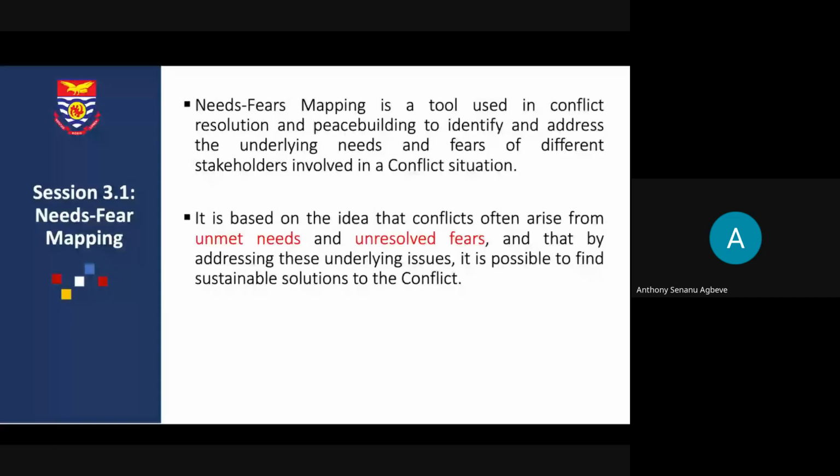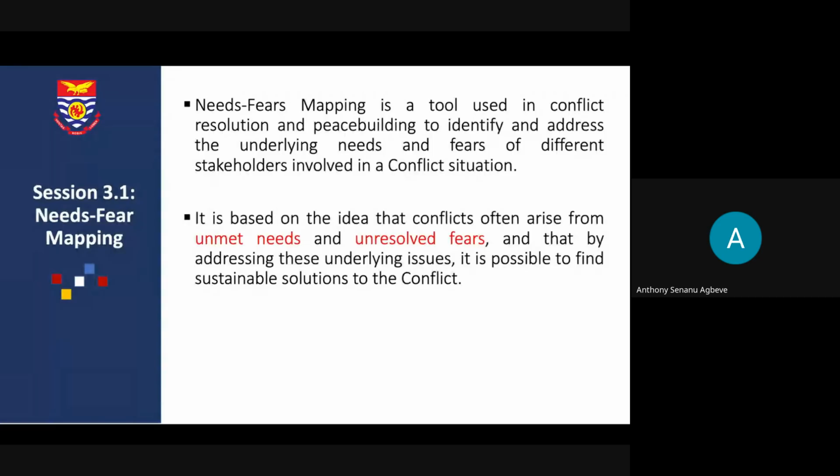You understand? Or people feel that their needs have not been met. So people feel that the government should do A, B, C, D, but the government has not been able to fulfill all those demands. It can degenerate and then become a conflict because they feel their needs have not been met.